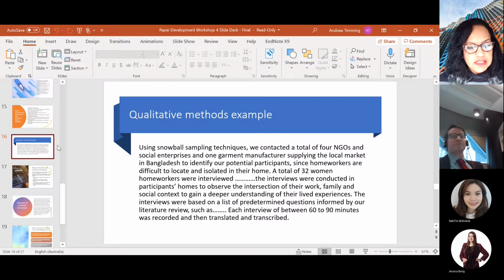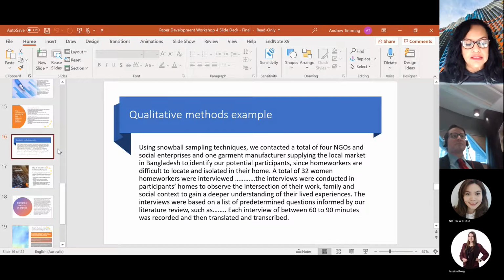So I'll just read a little bit. It says, using snowball sampling techniques, we contacted a total of 4 NGOs and social enterprises and 1 garment manufacturer, supplying the local market in Bangladesh to identify our potential participants, since home workers are difficult to locate and are isolated in their home. A total of 32 women home workers were interviewed, and then there was quite a bit of discussion about their demographics, characteristics, and inclusion criteria.